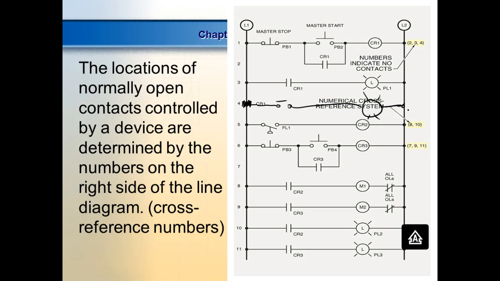Now what the cross-reference numbers do, so here on the right we call these numerical cross-reference numbers. This shows us the location of the contacts that are being controlled by a relay. So right now, CR3, I know it's got a contact in line 7. I know it's got another contact in line 9. I know it's got another contact in line 11. How do I know? The contacts are going to have the same name as the relay, whatever it is. Right? You understand? Here they're calling it CR.